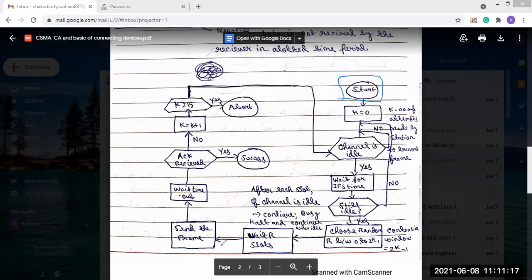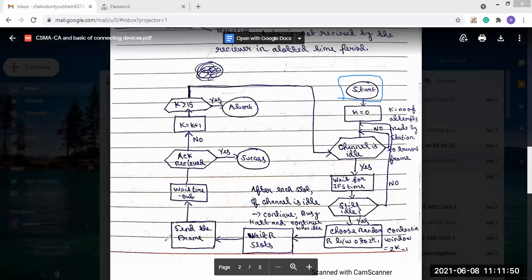So wait for the R slots. In this, what will happen? After each slot, the channel will be checked to see that it is idle. If it is idle, then frames will be sent one by one. But if it is busy, then a halt will occur. So if busy, then halt and continue when idle. That means the frames will be sent after that.